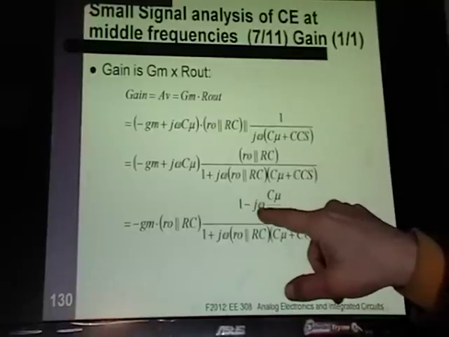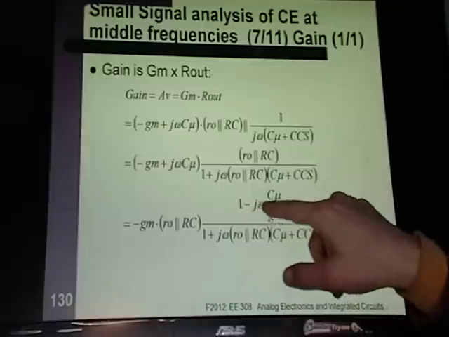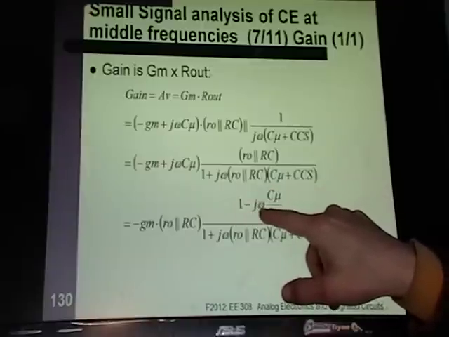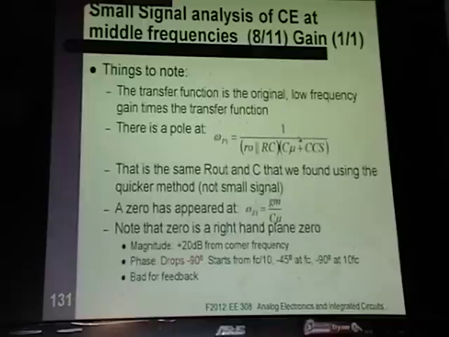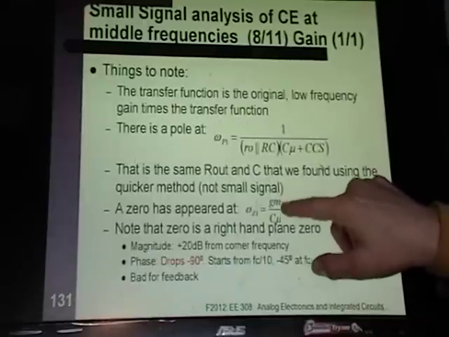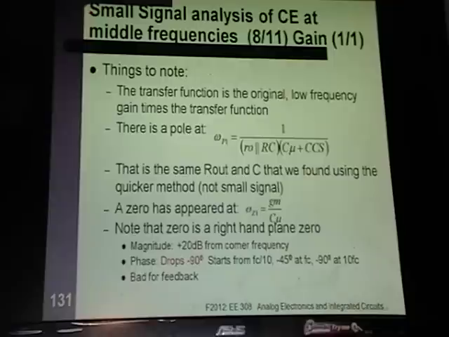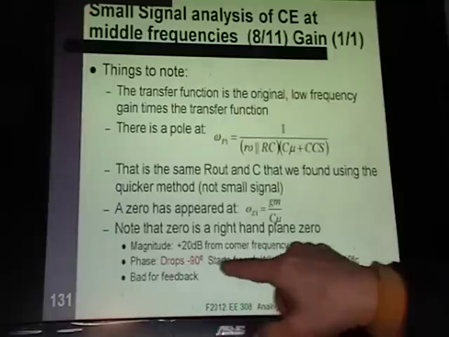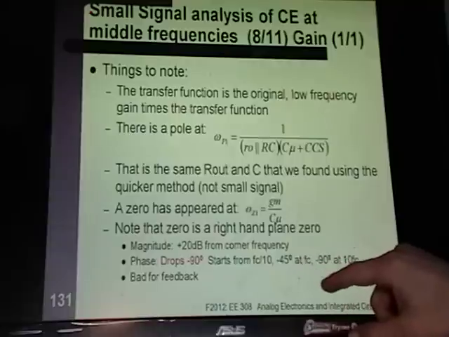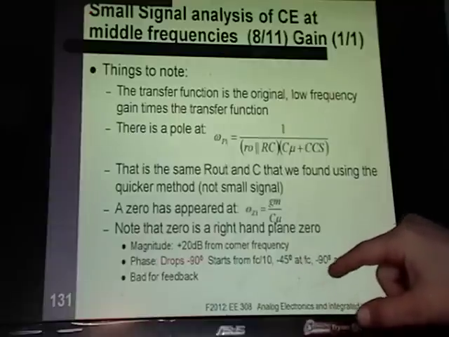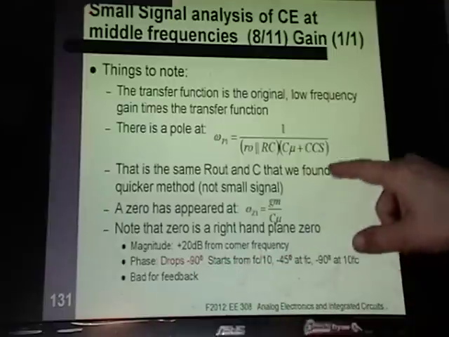And this will equal 0 when omega equals Gm over C mu. So let's formalize that: Gm over C mu. Okay, and that is your quick way to find a 0. The C mu is feedback, and it gives you your 0. And again, I have to check this. I saw multiple different definitions online. I need to go back and check my textbook when I have access to it.